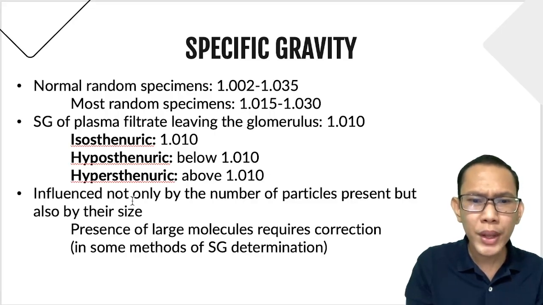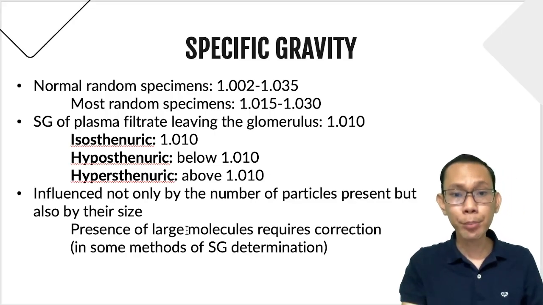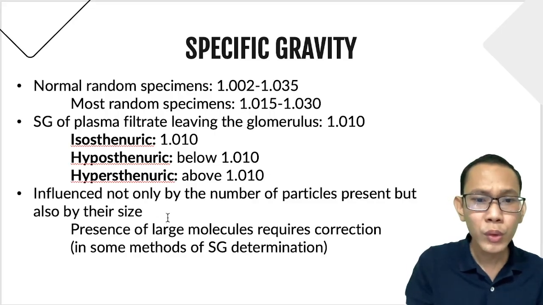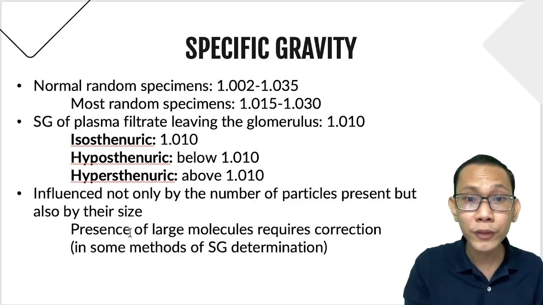So specific gravity is influenced not only by the number of particles present but also their size. Of course, the sizes also influence the density of your sample. The presence of large molecules requires correction in some methods of specific gravity determination. Later on, we will understand what those corrections are, because it will also be influenced by the sizes of your particles. Okay?